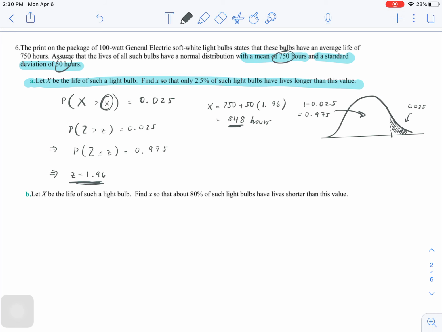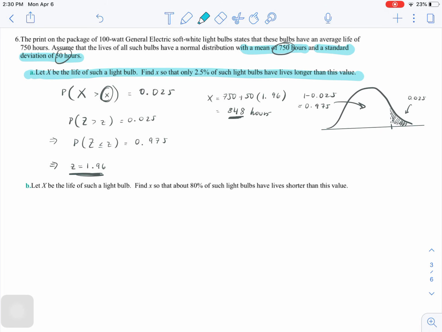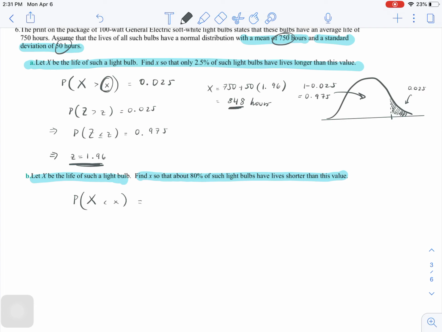Let's move to part B. So part B, again, we're going to call our random variable x the lifetime in hours of a light bulb, and we want to find the value, that lifetime, such that 80% of light bulbs live shorter than that. So in other words, we want to find x such that the probability that a light bulb lives shorter than that amount is 0.80, 80%.